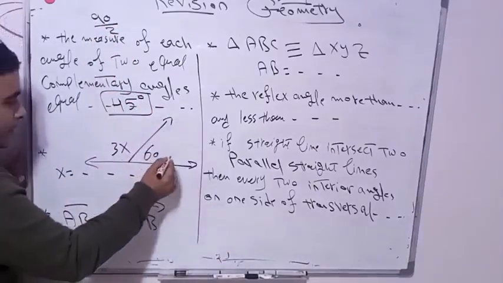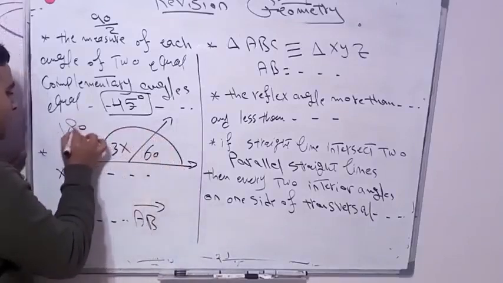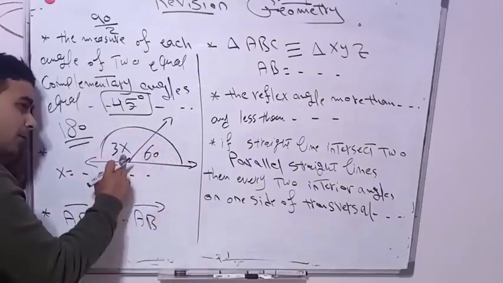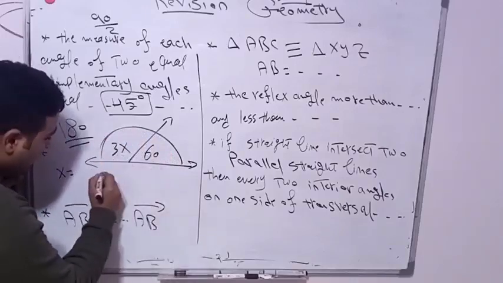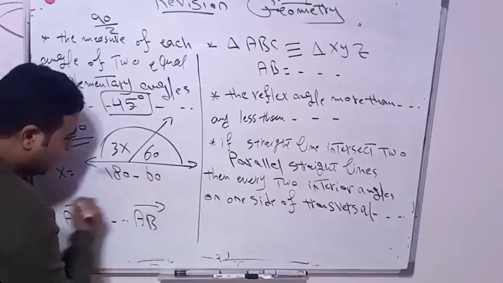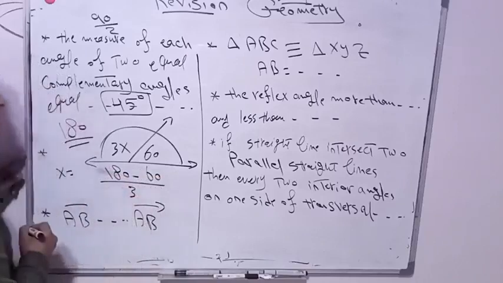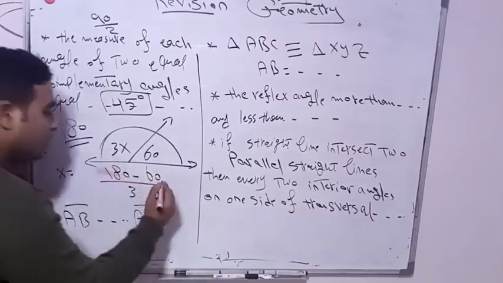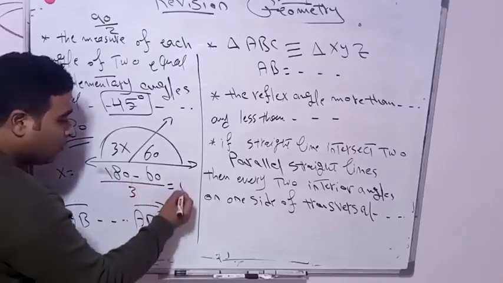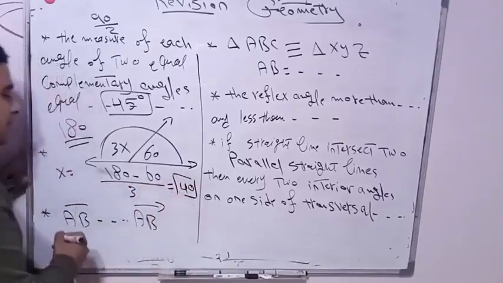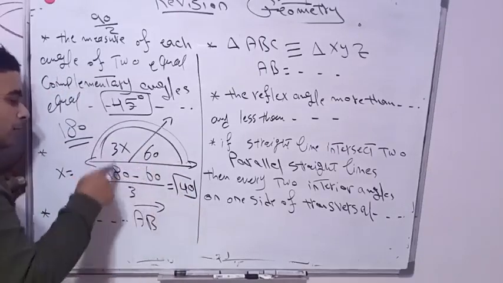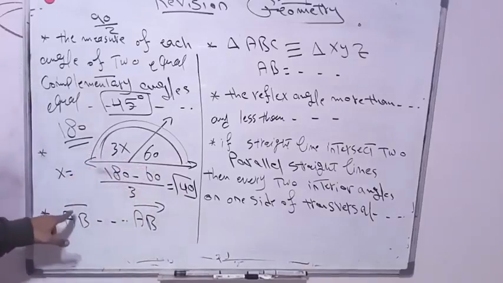I want to find the measure of each of the angles. I have here a straight angle equal to 180. I want to find the value of x here. So the first step: 180 minus 60 and divided by what? Divided by 3, the number beside x. So 180 minus 60 equals 120. Divide by 3 equals 40. This is the value of x.